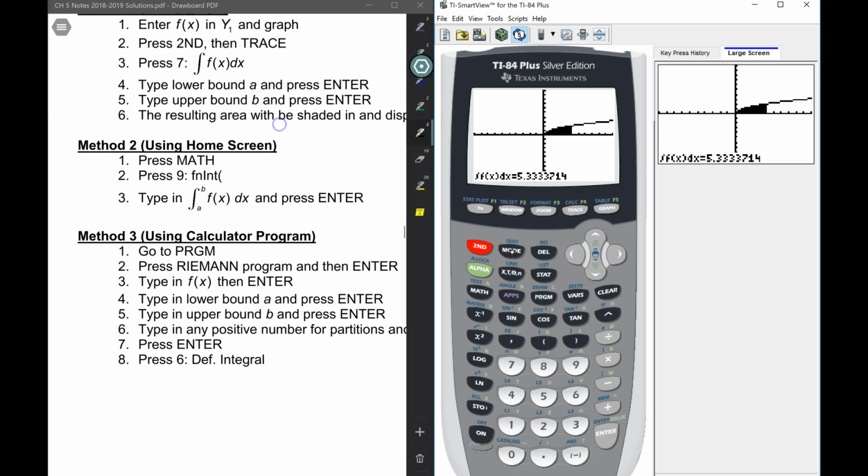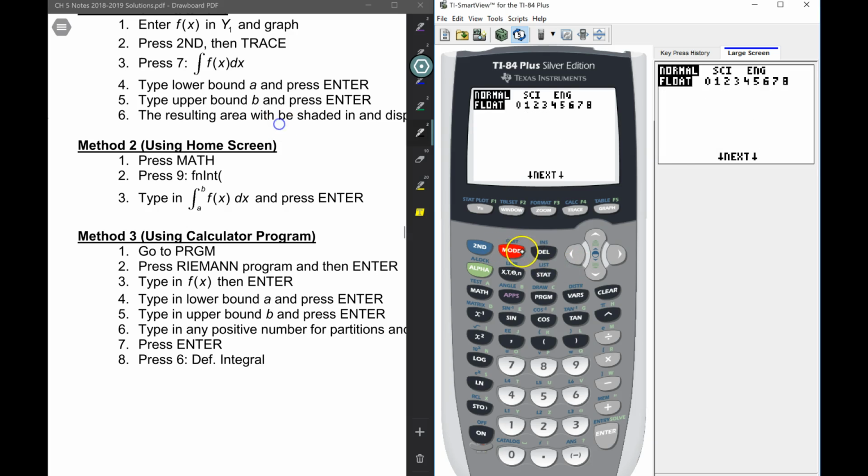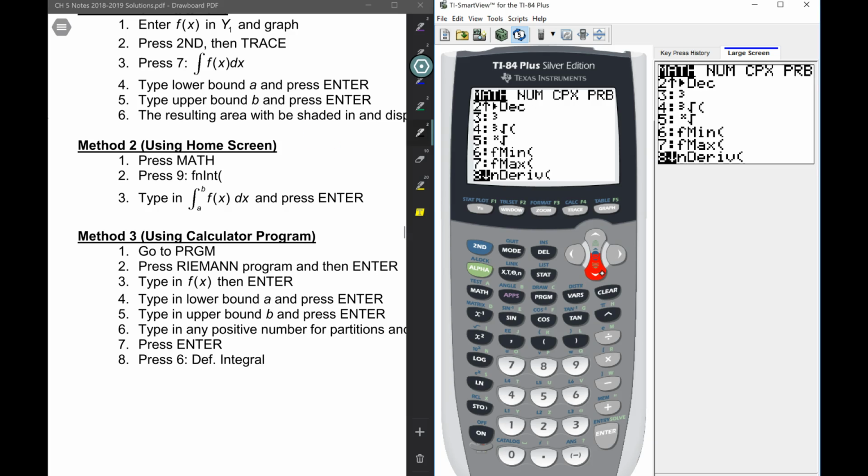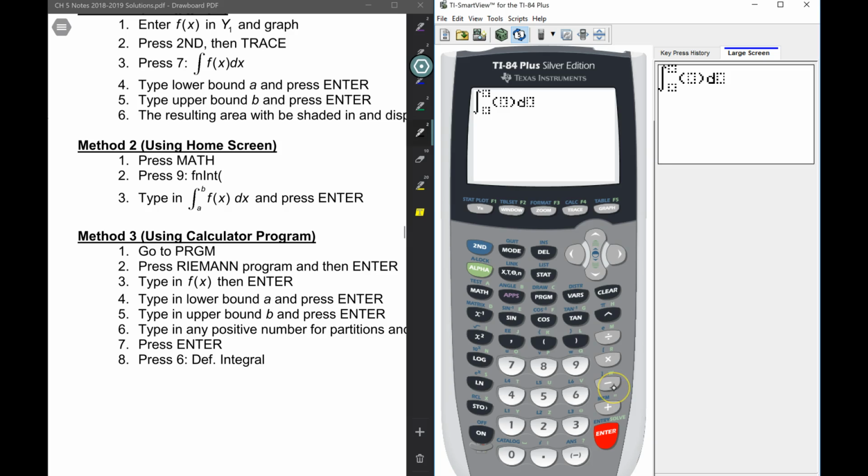Now, sometimes you want to see the graph, and sometimes it's not necessary to know what the graph looks like. So if you quit and you're in the home screen, you press math, and then the 9th one, if I go down a little bit, is function integrate. You take that, and most of you have this pretty little symbol now.